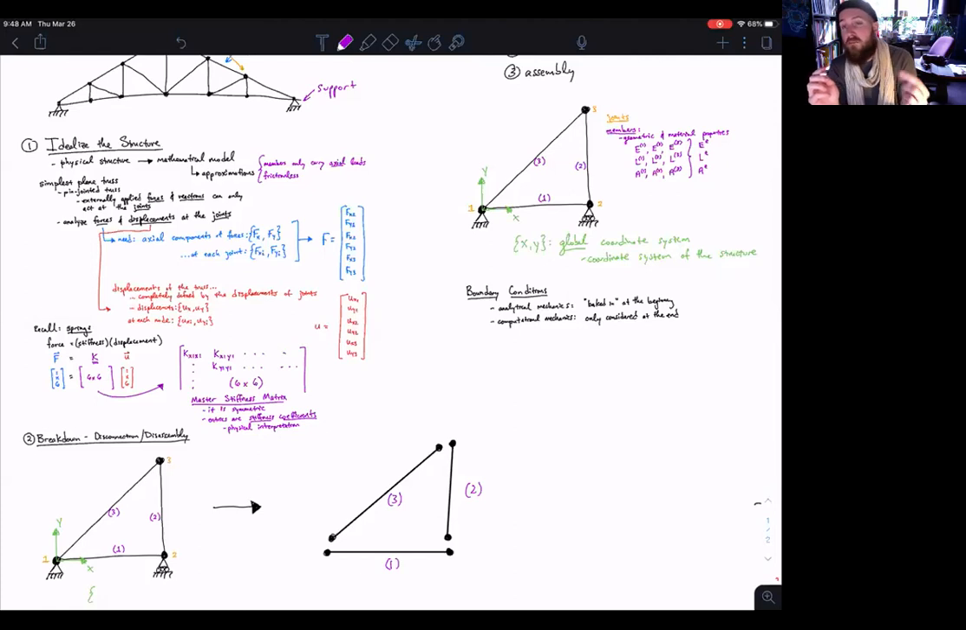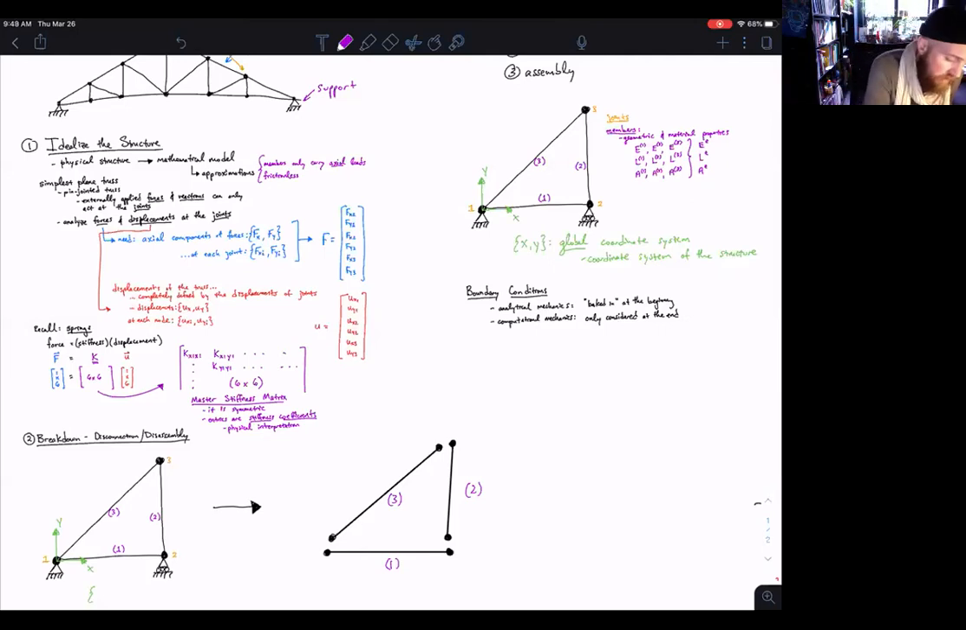We're going to restrict the motion of node 1, so we're not going to let node 1 move in the y direction or the x direction, and we're not going to let node 2 move in the y direction, but we will let it move in the x direction. But that comes later. That comes at the point where we solve it. For right now, we can just ignore them.